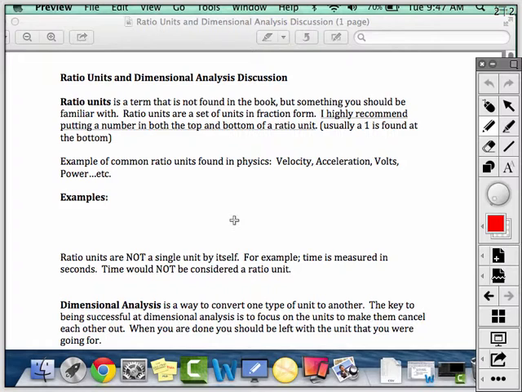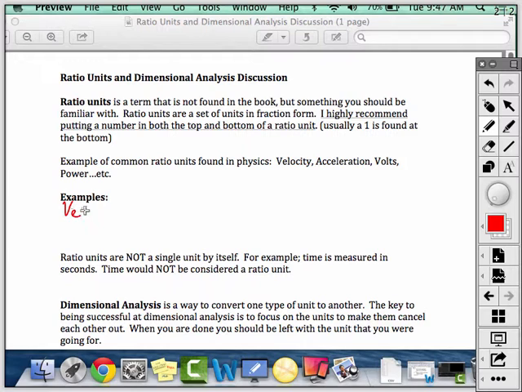And when I mean fraction form, typically you're going to have a value on the top of the fraction and then typically a value on the bottom of the fraction. And the value on the bottom of the fraction usually is 1. Okay, so it's a ratio of something. And some examples in physics of common ratios would be velocity.